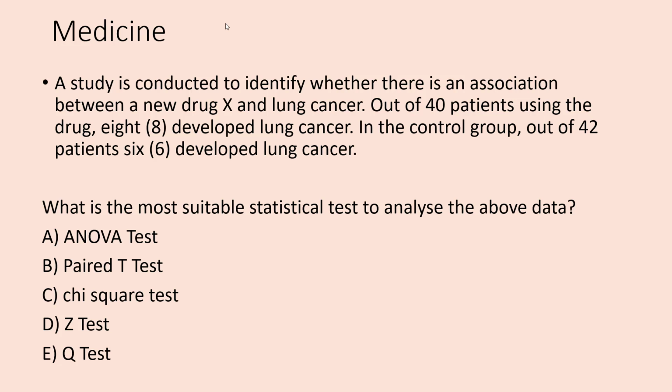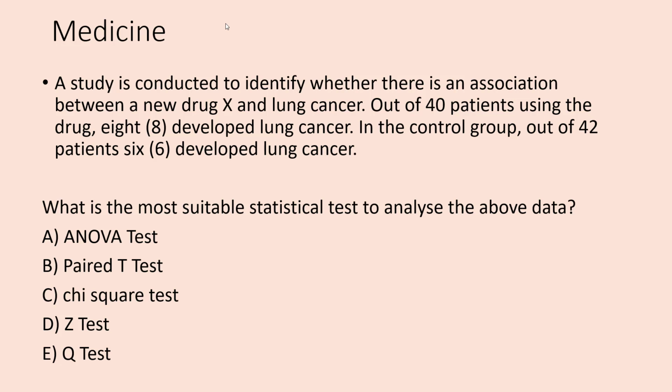Here, the answer is chi-squared because we are going to compare the proportion who developed lung cancer among the patients who have taken the new drug X and the control group. In order to compare the two proportions, we have to use the chi-squared test.